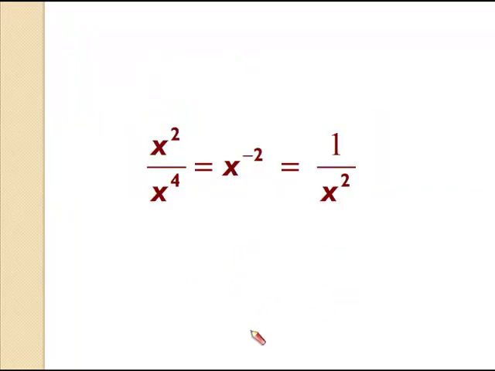So back to our previous problem, we were left with x to the negative 2. So the reciprocal of x is 1 over x, and then we take the positive power. So negative 2 becomes positive 2, and you can see x to the negative 2 equals 1 over x squared.